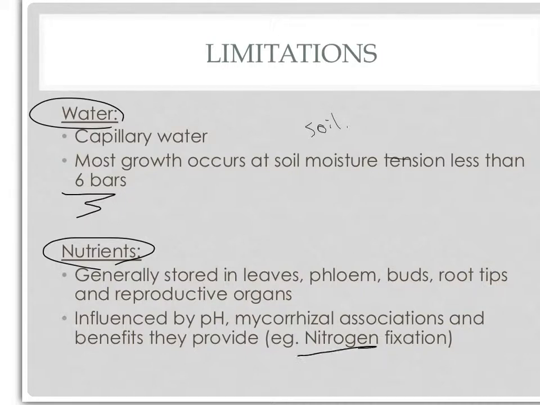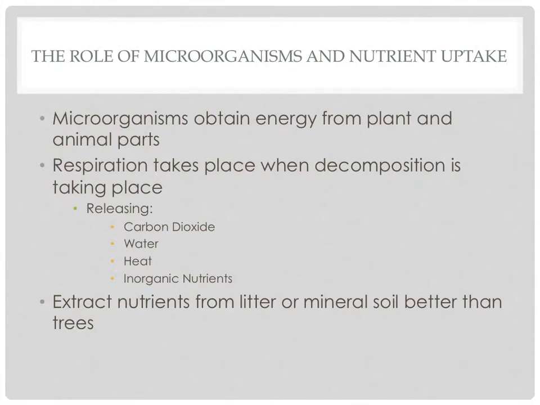Okay, so nitrogen fixation, especially with some species such as plants within the legume family, they have a greater advantage to nitrogen fixation because of the mycorrhizal associations that they have with different associates within the soil. And then, of course, with pH, the influence that plays by acting as a block during certain pH levels for certain elements. Microorganisms obtain energy from plant and animal parts. Respiration takes place when decomposition is taking place.